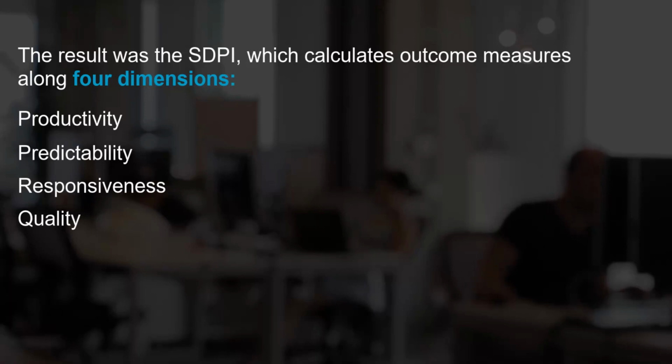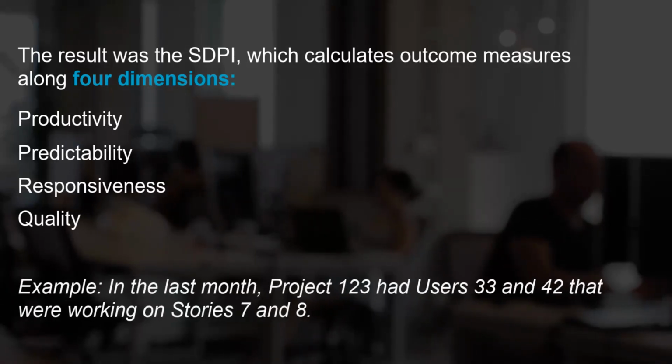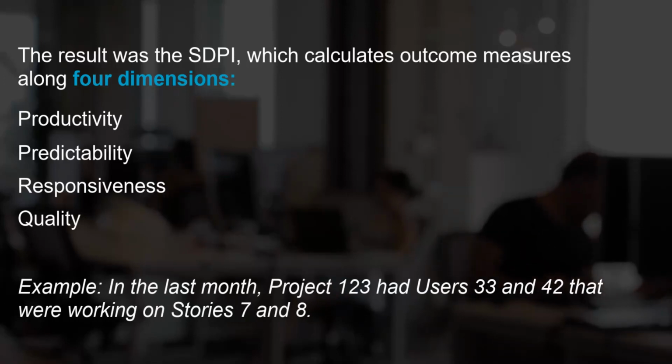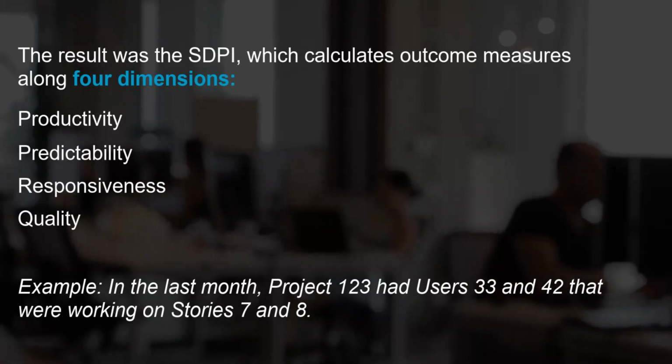This data is anonymized and genericized by using non-attributable information that is based on IDs. For example, from the anonymized data, you might see something like, in the last month, Project 123 had users 33 and 42 that were working on stories 7 and 8.